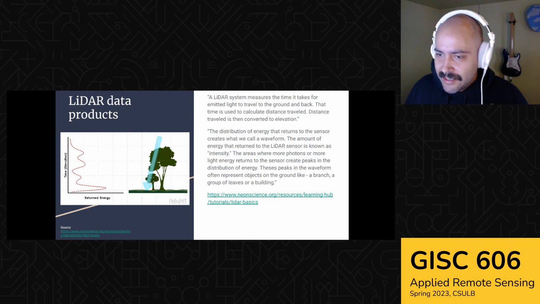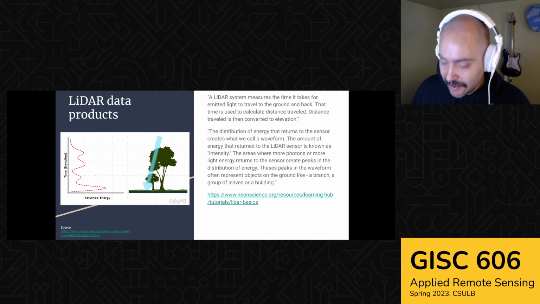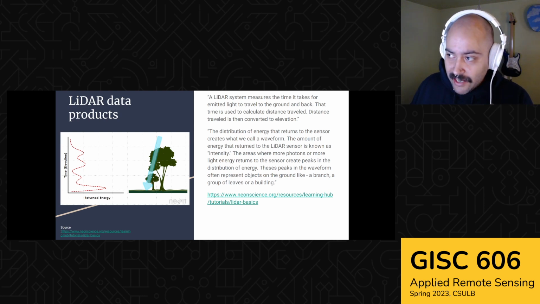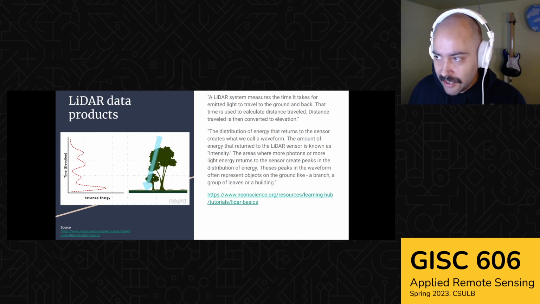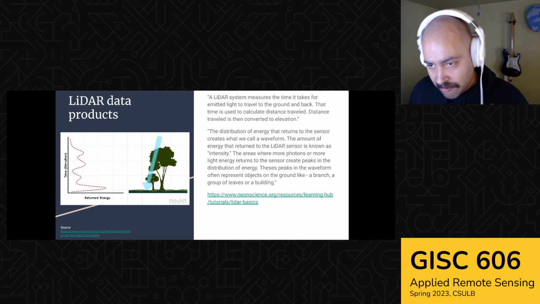And then this energy that's returned. Remember, the LiDAR sensor is emitting energy. So it's like a pulse of lasers shooting down, and then the Earth is reflecting that energy, and it's returning to the sensor, and it's returning in this thing called a waveform. Different types of LiDAR sensors measure this differently, but generally speaking, light is returning back in a wave.